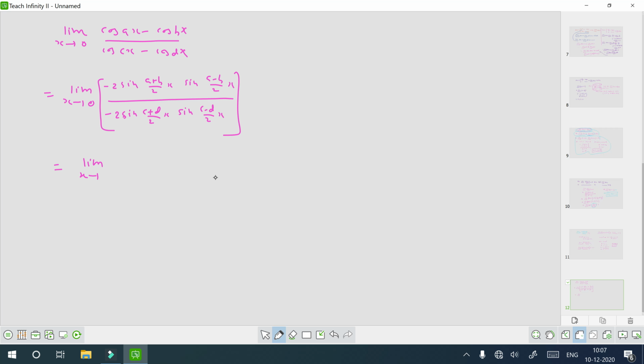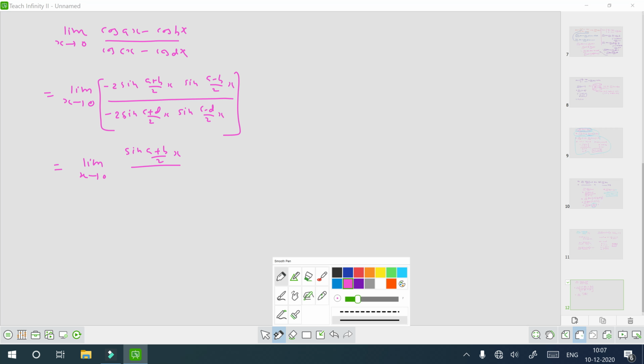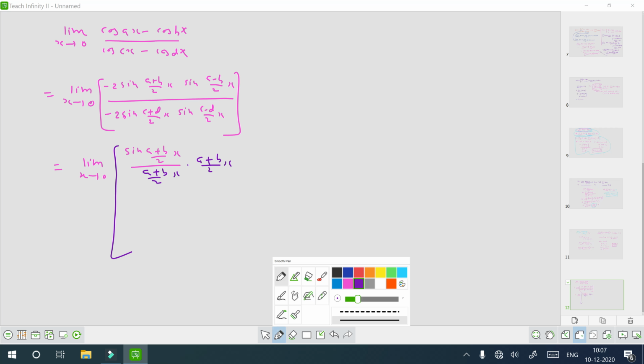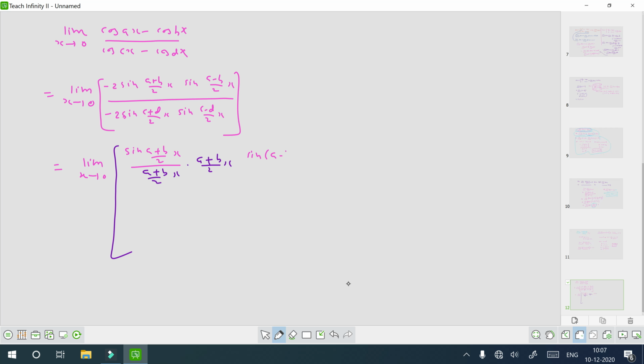Limit x tends to 0. What we need: sin of (a plus b) by 2 x over (a plus b) by 2 x, so we multiply and divide by that. Clear? Next, what we want: sin of (a minus b) by 2 x over what we need?